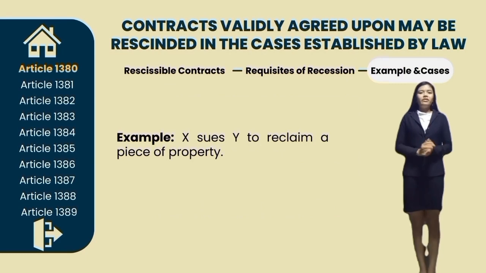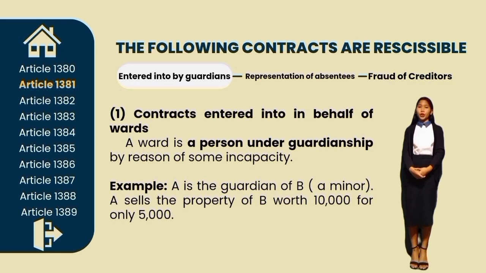Example scenario. X sues Y to reclaim a piece of property. In this case, the land is still under litigation, and if Y sells it to a third party while the case is pending without X's consent or the court's, the sale may be rescinded at X's request if he succeeds in his claim to recover the land, unless the third party is in legitimate possession of the land in good faith. Under Article 1381, the following are the rescissible contracts.